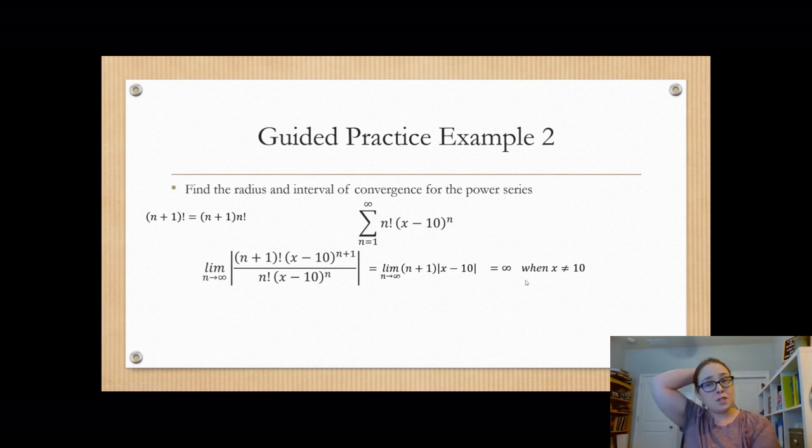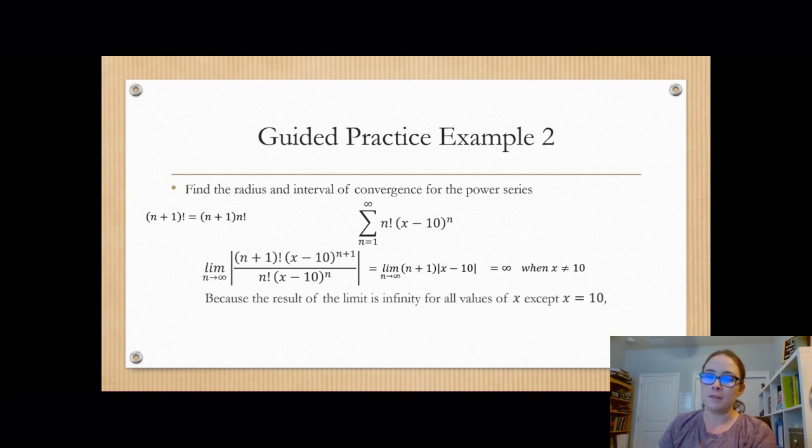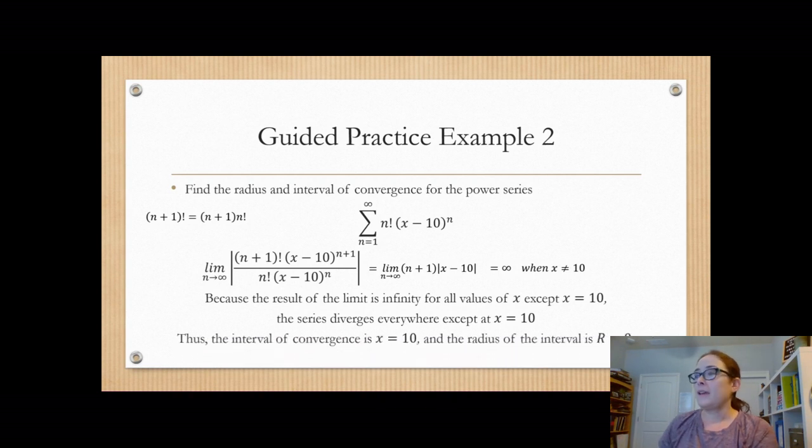And well, according to the ratio test, when I get infinity, the series diverges. So that means that this series is going to diverge everywhere except x = 10. So this is that first case where it diverges almost everywhere. My interval of convergence is just a point, x = 10. And the radius of convergence then is 0, since my interval is just a single point. So that's one of the shorter ones. I don't have to test endpoints or anything like that when I get diverges for the limit.